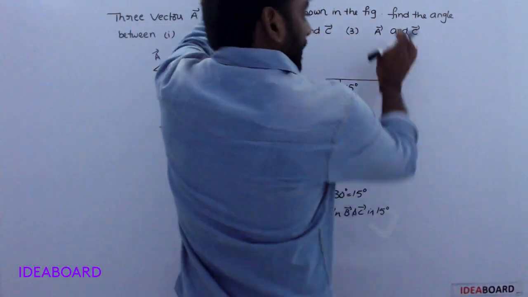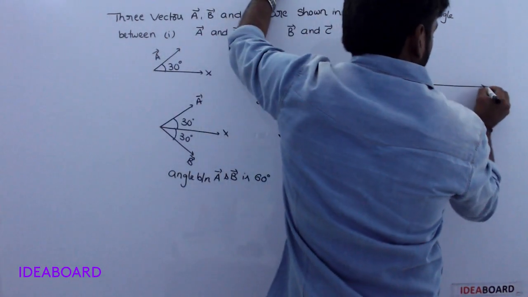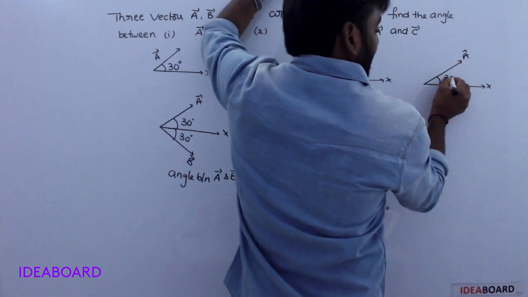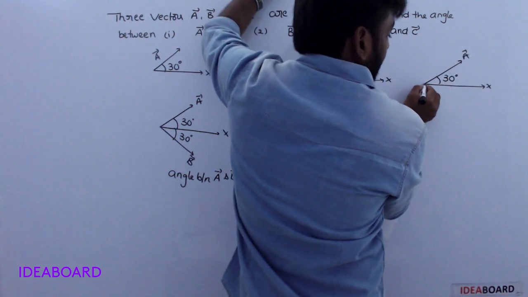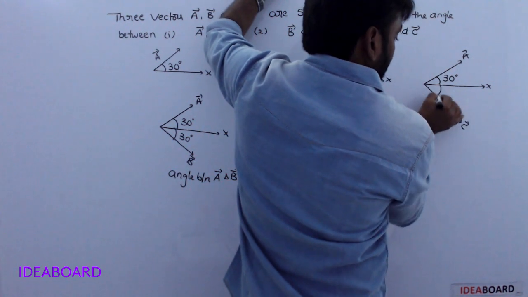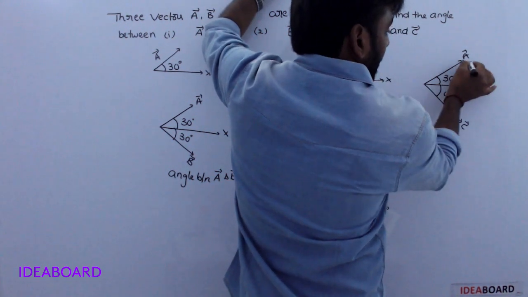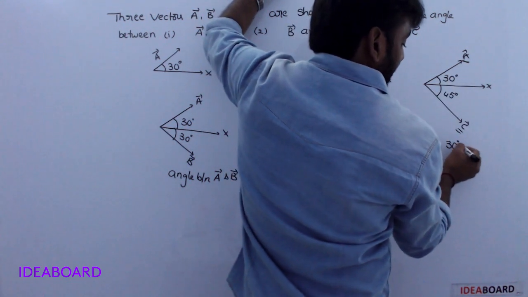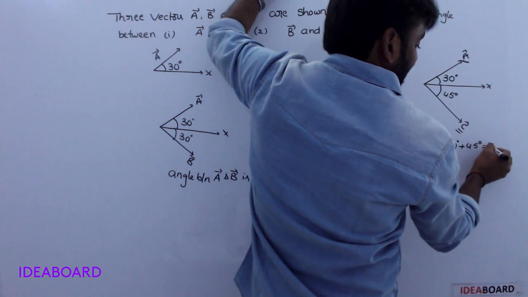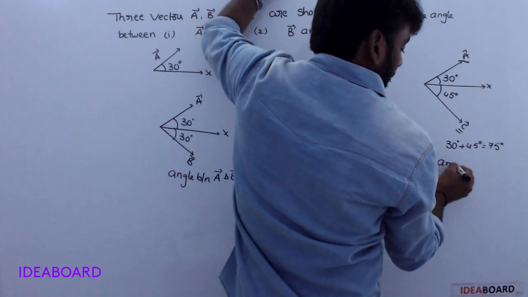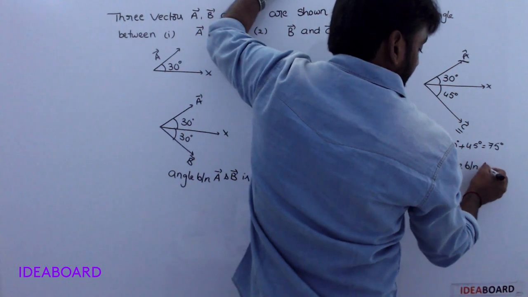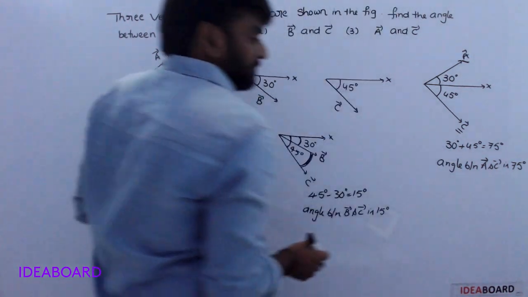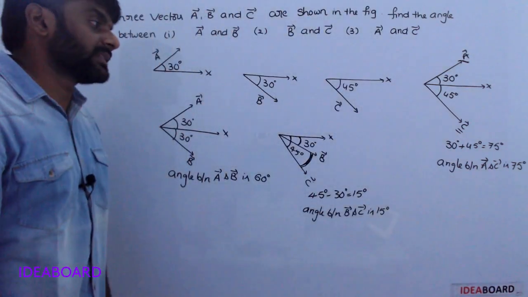Okay. Next, the angle between A bar and C bar. See, it is the x-axis. This is A bar. It makes an angle 30 degrees with the x-axis. This one is C bar. This angle is 45 degrees. Angle between A bar and C bar, total angle 30 plus 45. 30 degrees plus 45 degrees is equal to 75 degrees. So the angle between A bar and C bar is 75 degrees.